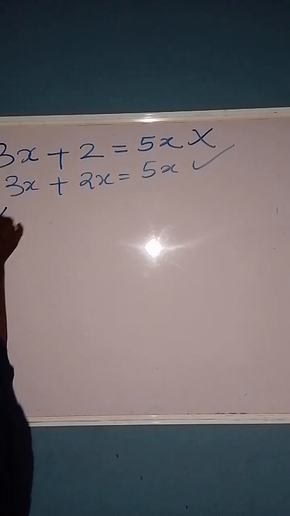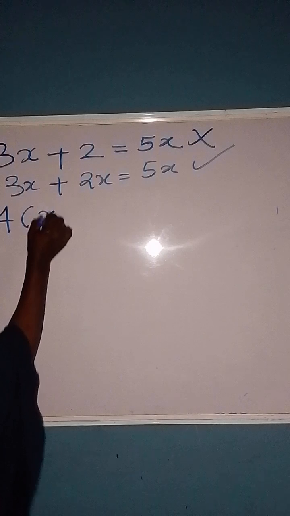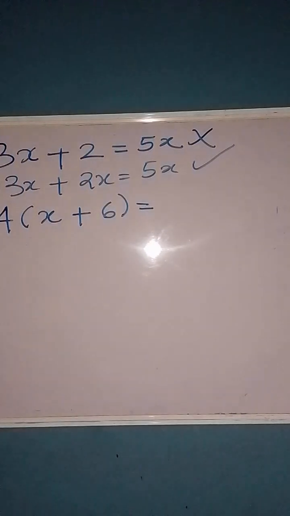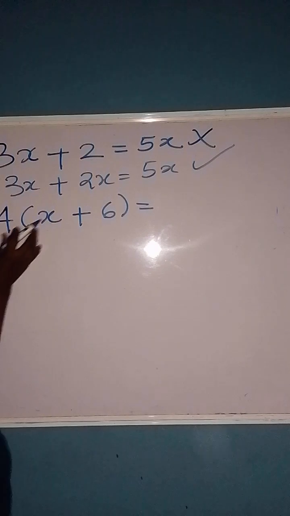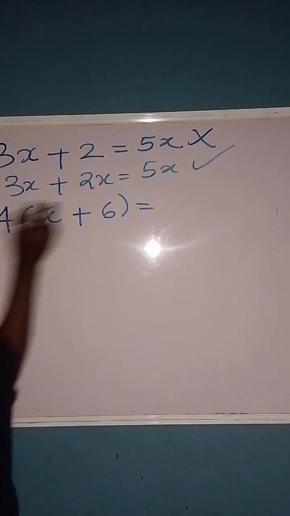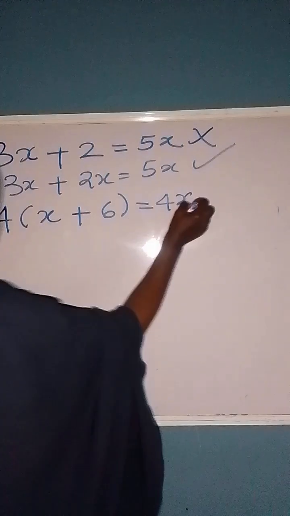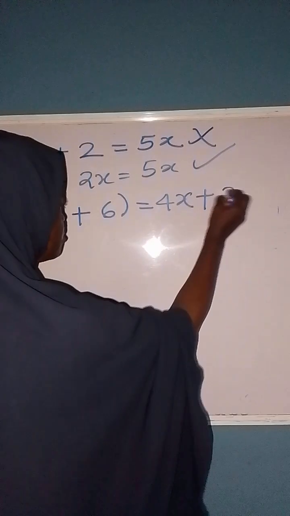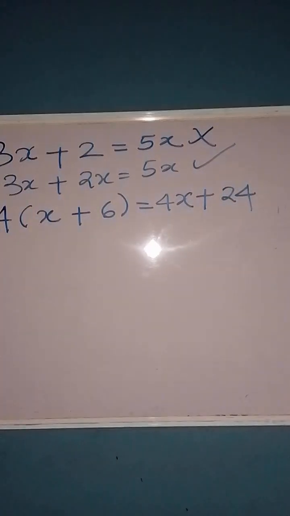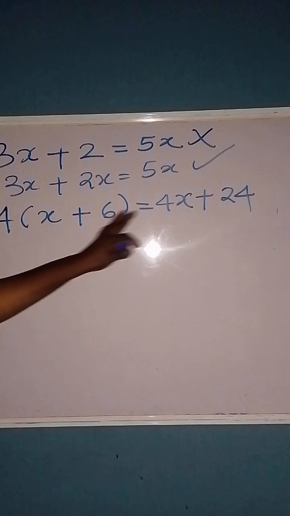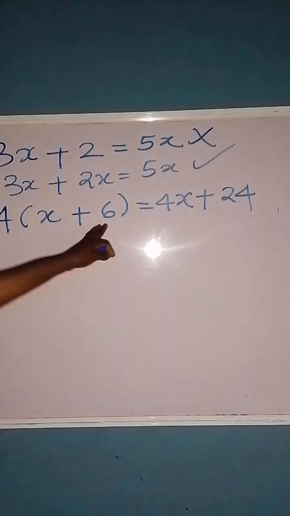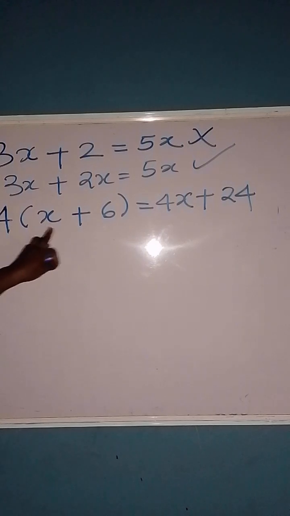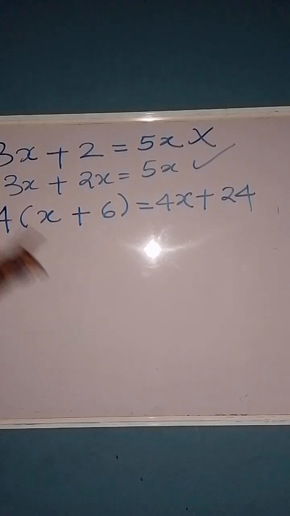For instance, if I say 4 into x plus 6, if I want to do it, I will multiply this x by 4, so it's going to give me 4x, and I will multiply this 6 by 4, so it's going to give me 24. So you can see that whatever I do to any content of the bracket must be done to the other content. It's not that I will multiply only this x by 4 and not do it to this one. No, it must be done to both.